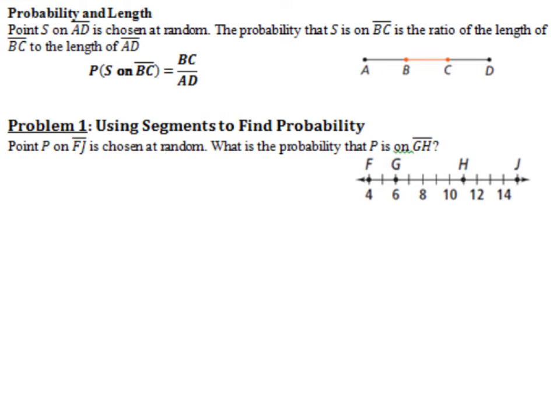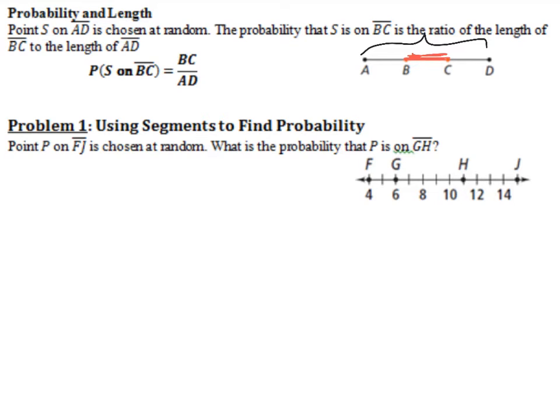So when we're using probability in terms of length, we've got an example up here. Point S is on line AD. It's chosen at random. The probability that S is on BC is the ratio of the length of BC to the length of AD. So if we want to know the probability that it lands on BC, we take the length of BC and we put it over the length of the whole segment AD.